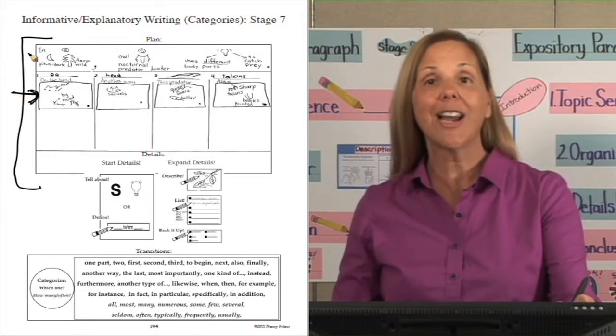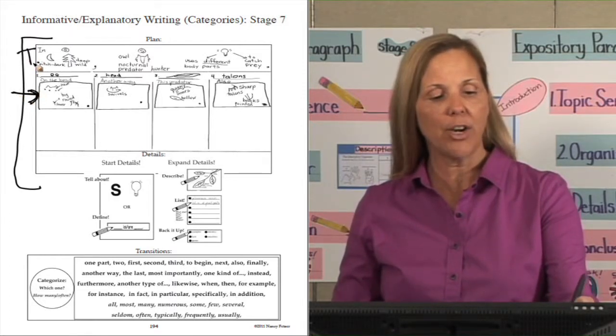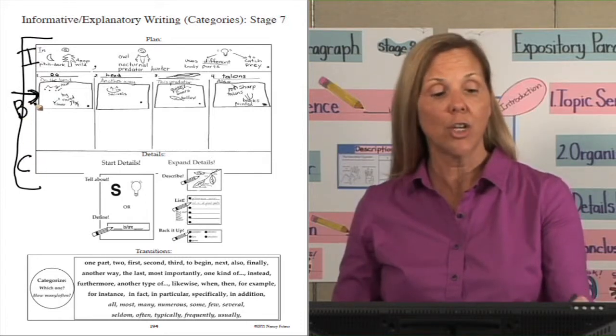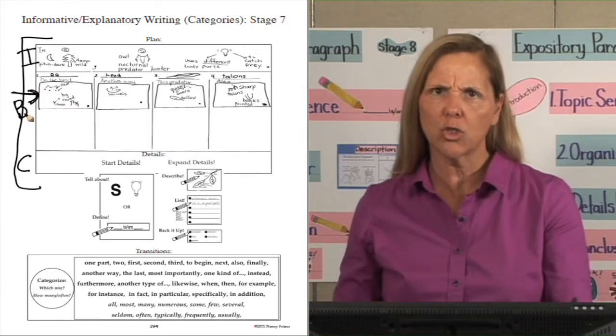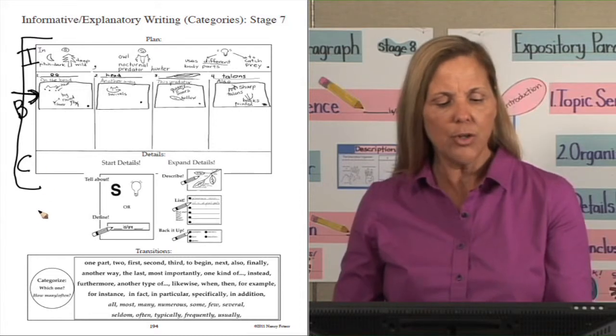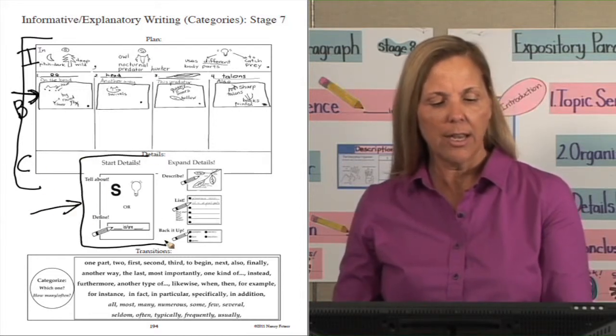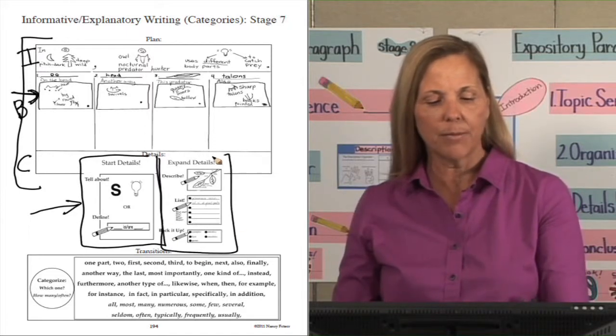So let's go up here and review again. On the top, we have our introduction. In the middle is our body, and on the bottom is our conclusion. We've already done our big idea. We labeled our details, but now we want to start forming them into sentences. Notice below here, we have our start details and expand details.